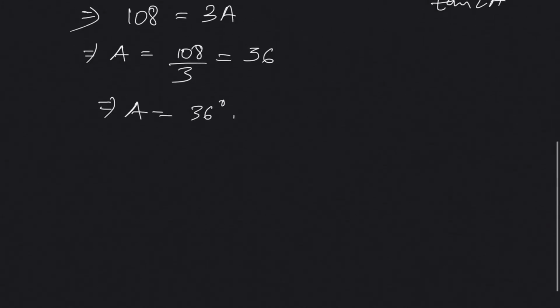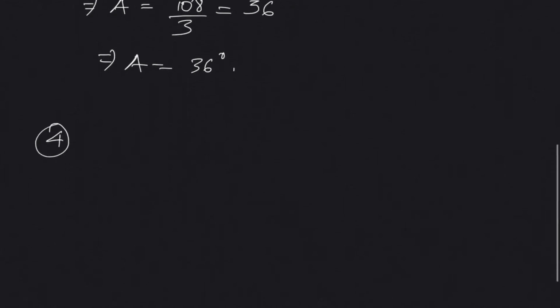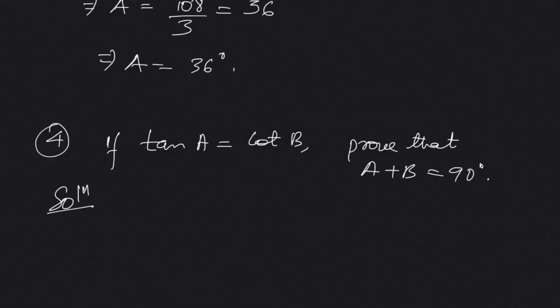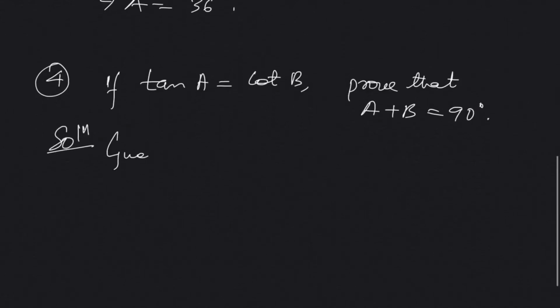Okay, so that is question 3. Now let's solve question 4. If tan a equals cot b, prove that a plus b equals 90 degrees. Again, this is also an easy question. Solution: given tan a equals cot b, correct?